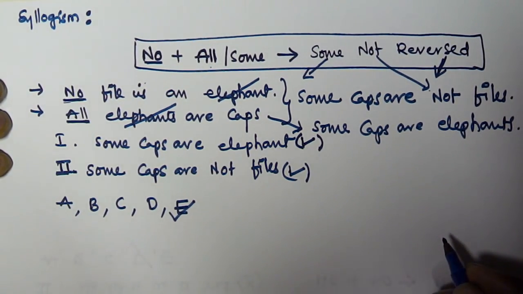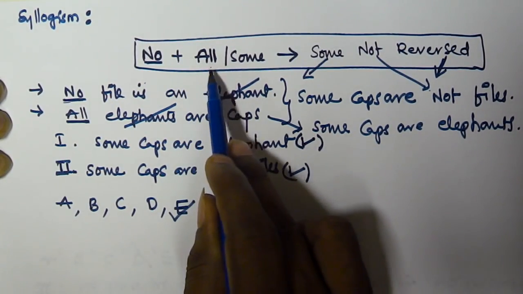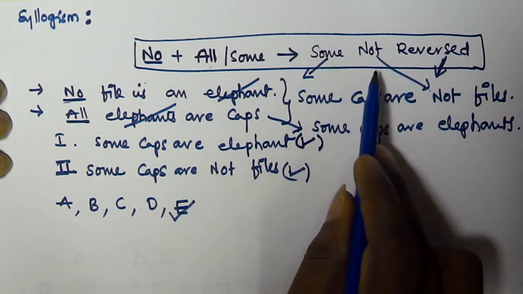I hope you got this one. In the next video, we will see another problem based on no plus all or some gives some not reversed.